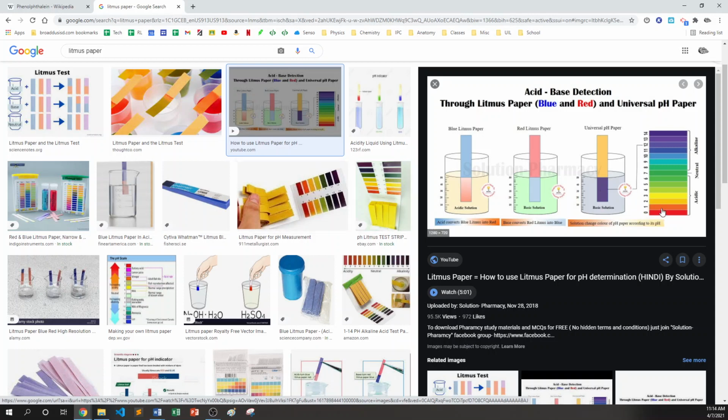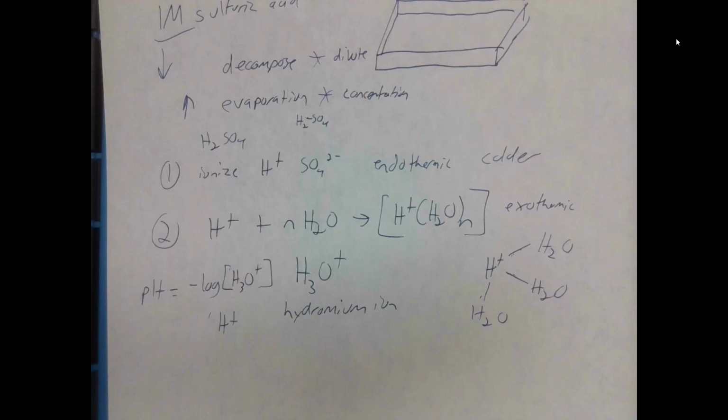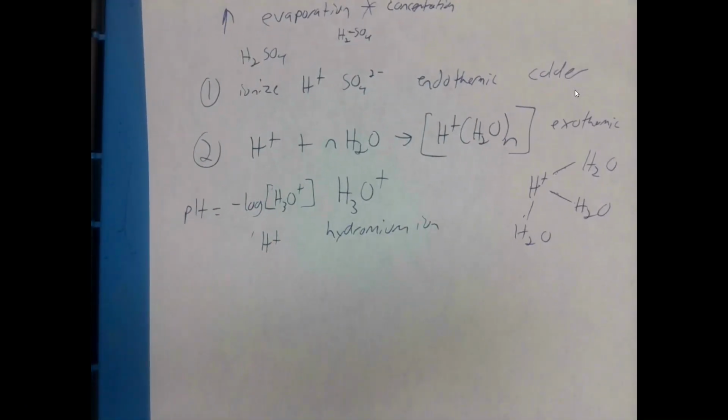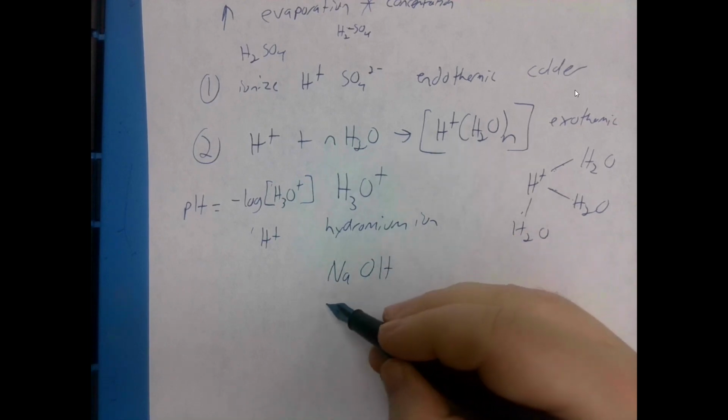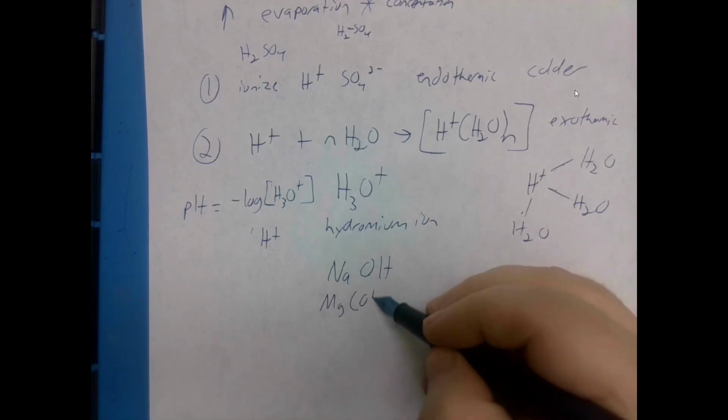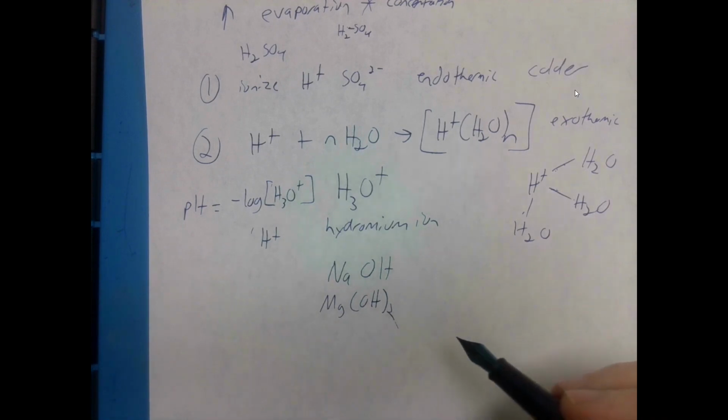It turns a different color. So this one can do all the pH levels. It's green when it's neutral, red and yellow whenever it's acidic, and bluish colors whenever it's alkaline. Alkaline is another word for basic, because usually what are all the bases? The bases are usually NaOH or Mg(OH)2, your alkali and alkaline earth metals.